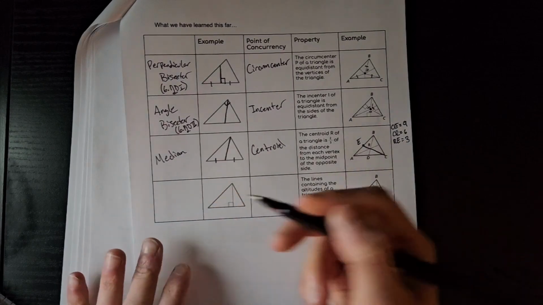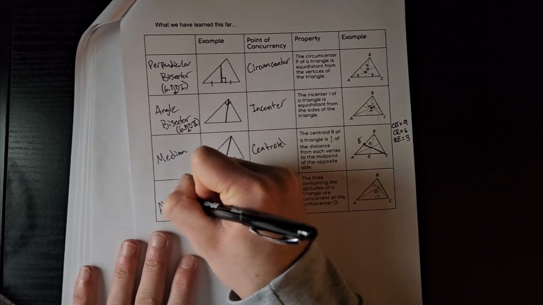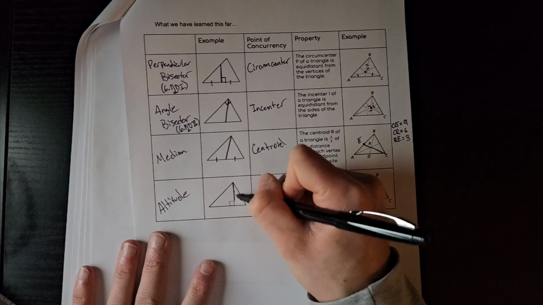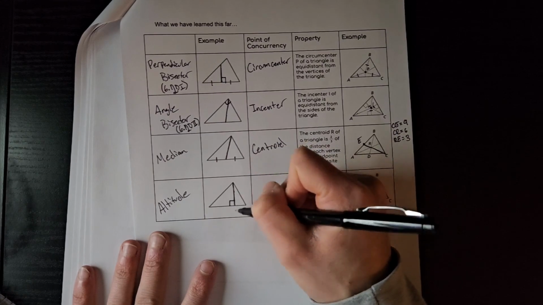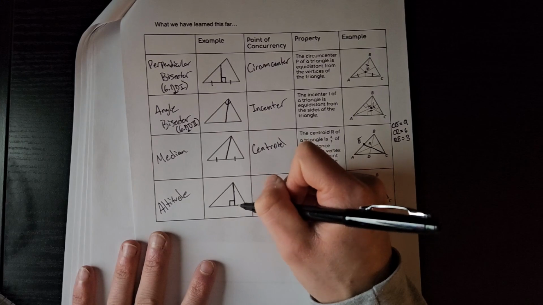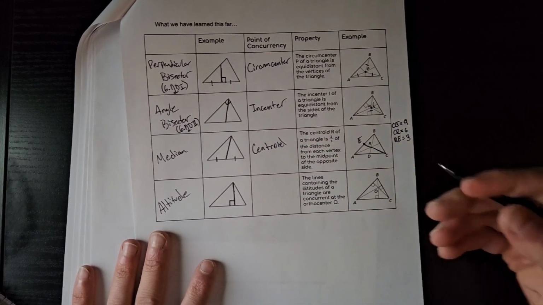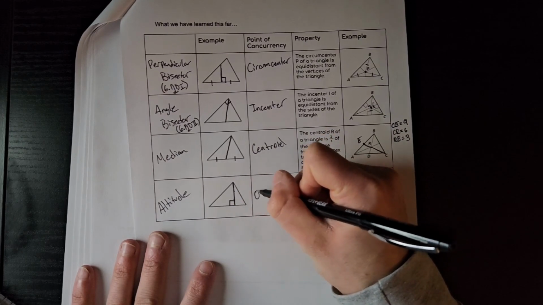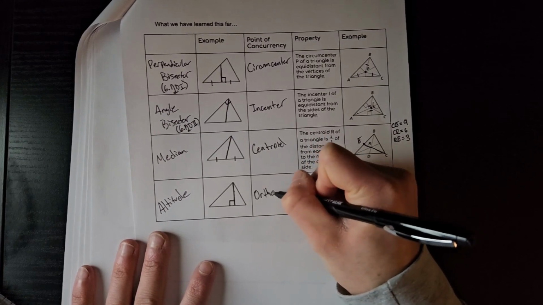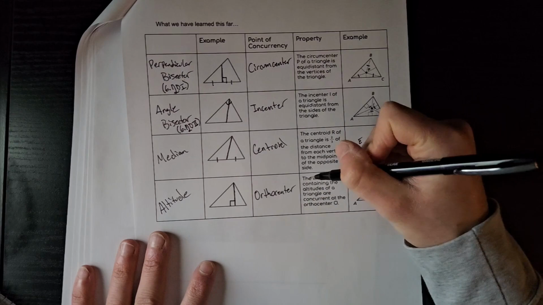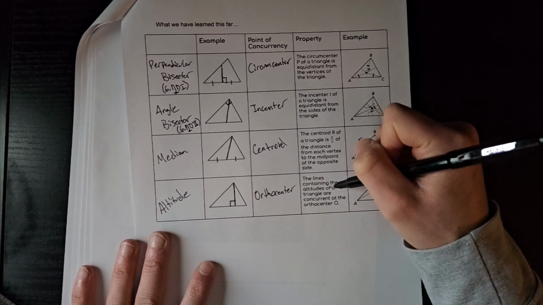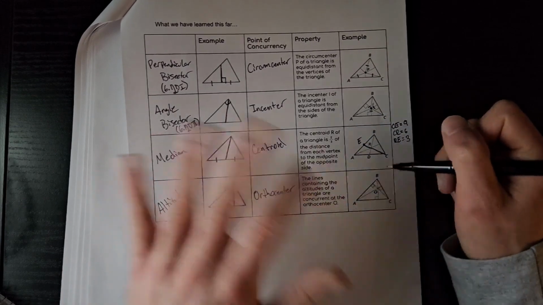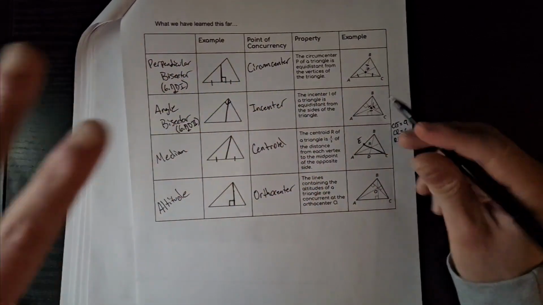And then our last one is altitude. An altitude goes from the vertex straight down to one of the opposite sides or a line that contains the opposite side. It gives the true height of a triangle. And when all the altitudes intersect, it creates the point of concurrency called the orthocenter. The lines containing the altitudes of a triangle are concurrent at the orthocenter right here, and we have 3 different ways the orthocenter can be shown.